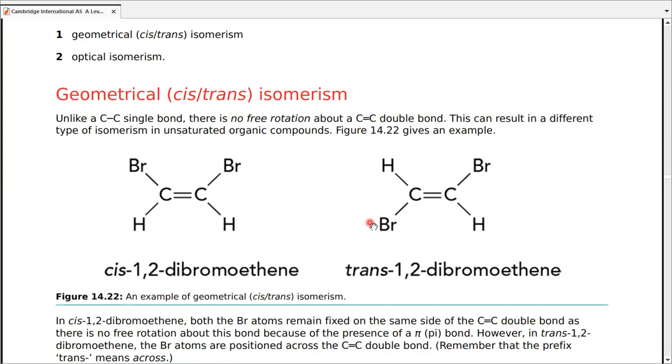So there won't be any free rotation about a carbon-carbon double bond. You cannot just go ahead and put the atoms wherever you like, because if you do that, you're going to result in a different isomer.